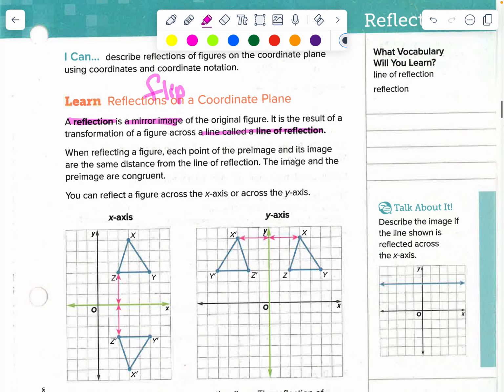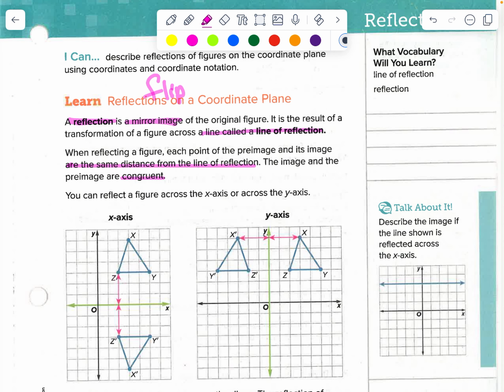When reflecting a figure, each point of the pre-image and its image are the same distance from the line of reflection. That was horrible. There we go. The image and the pre-image are congruent.